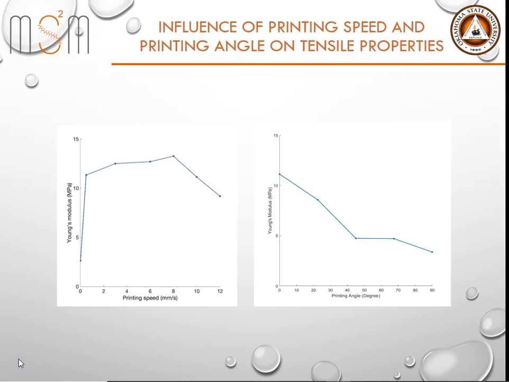In the case of specimens printed at different angles, the Young's modulus tends to decrease with the increase in printing angle. This happens as the specimens are the strongest along the direction of the printed fibers. When a specimen printed at an angle is subjected to a tensile test, the force is not exerted along the direction of the printed fibers, and so the specimens printed at higher angles exhibit a lower Young's modulus.